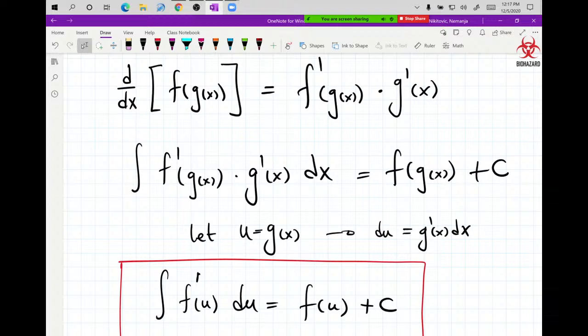It's only experience, and I really hope you go and do like 100 problems because your Calc 2 depends on it. Any questions, concerns, anything? Because this is the end of Usub. Nothing? All right, bye.